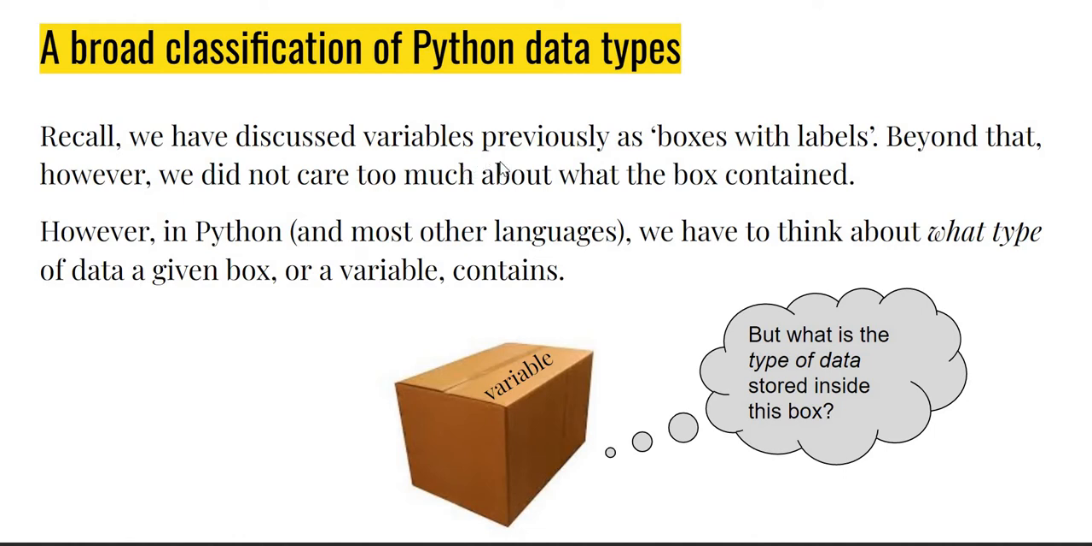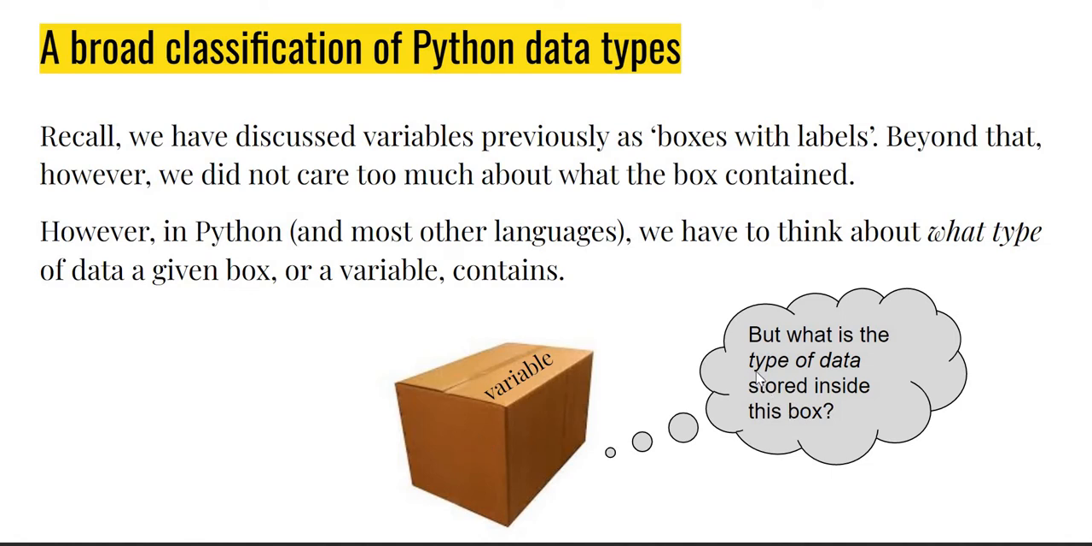We described variables as boxes with labels, which I think is a very good analogy. But beyond that, we did not really care about what the box contained, right? So we just moved on, and it was all fine. But it turns out that in Python and in many other languages, in fact, we have to think about what type of data a given box or a variable contains. So there's a variable, it has got a name, but we are concerned about what type of data is stored in there.